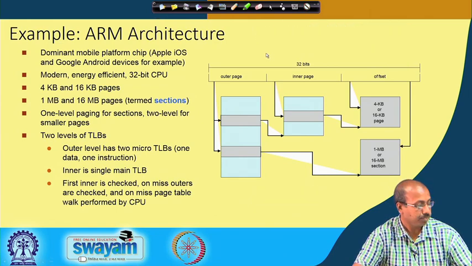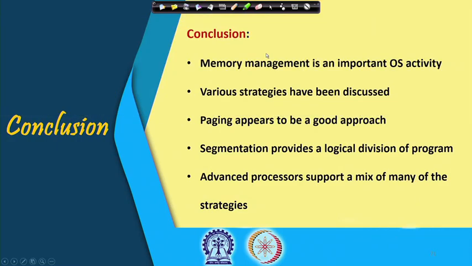So, with this we come to the conclusion of this discussion. Memory management is definitely a very important OS activity and various strategies we have discussed. We have seen contiguous allocation, partitioned allocation, fixed and variable partition allocation, then segmentation, then paging. All these schemes we have seen. Paging appears to be a good approach.